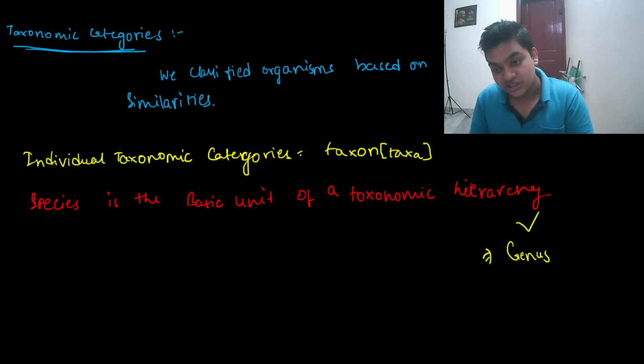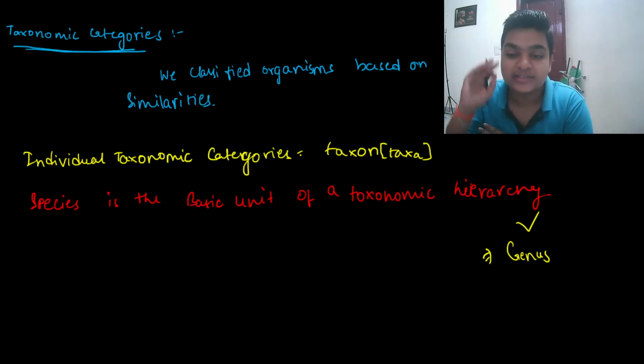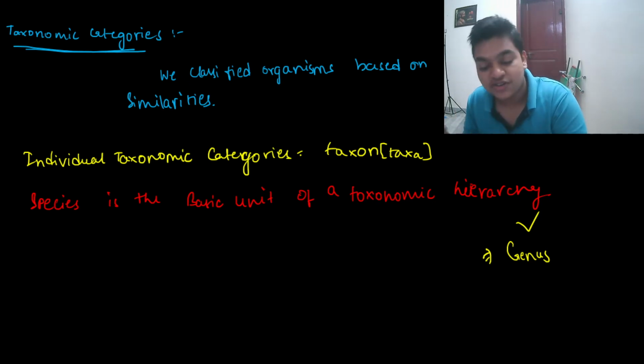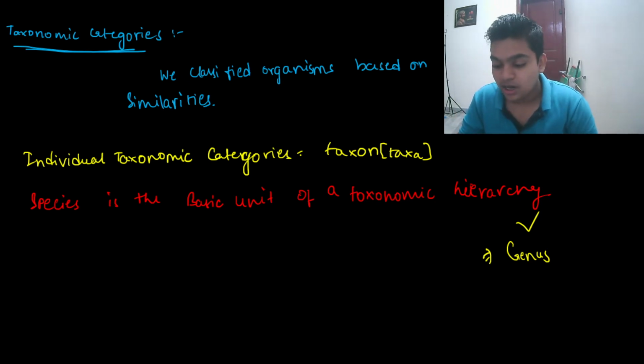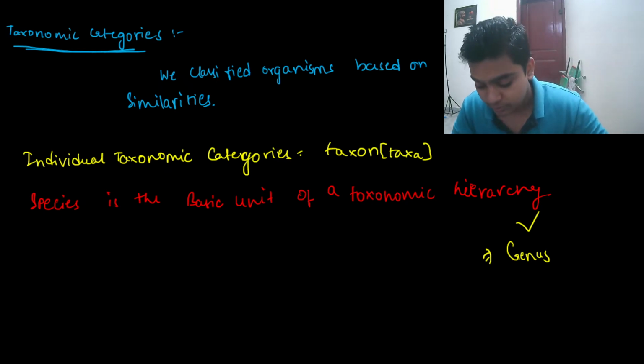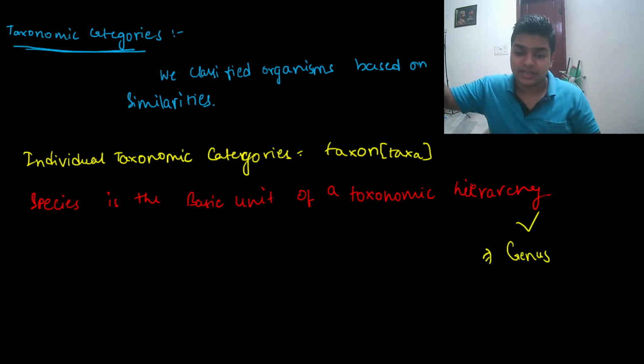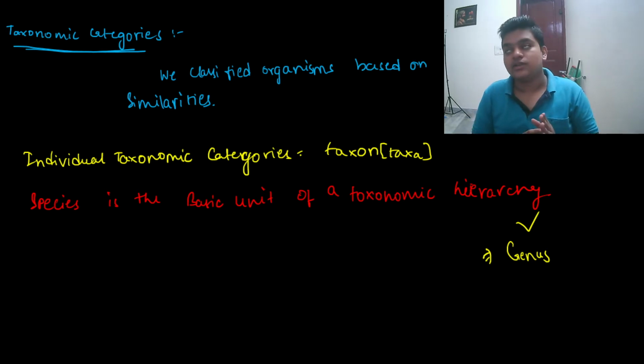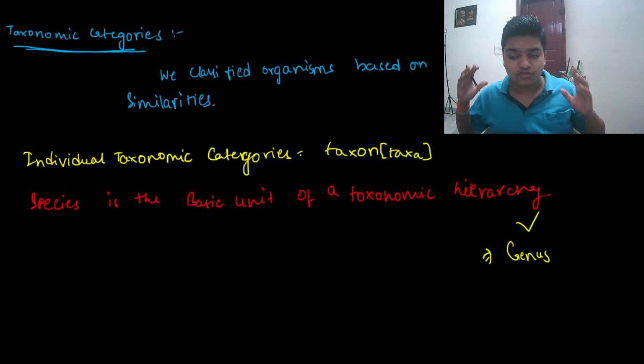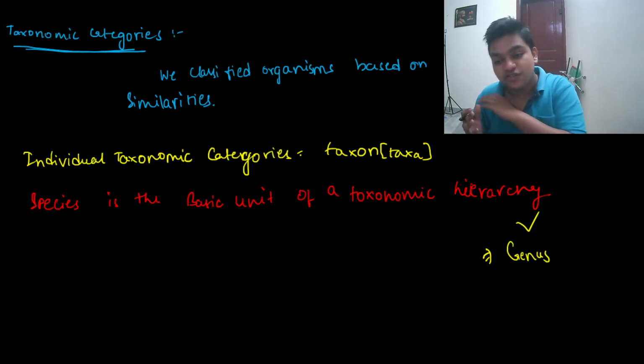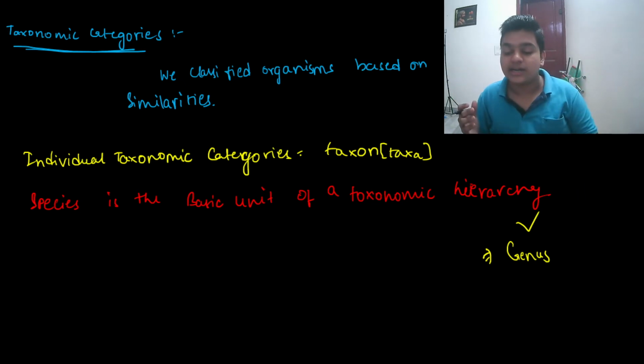Family includes genera which are a little dissimilar to each other. After family, order, after order class, after class phylum, after phylum kingdom, after kingdom domain. So if you take kingdom, it includes different types of phylum which are having different similarities, different dissimilarities.